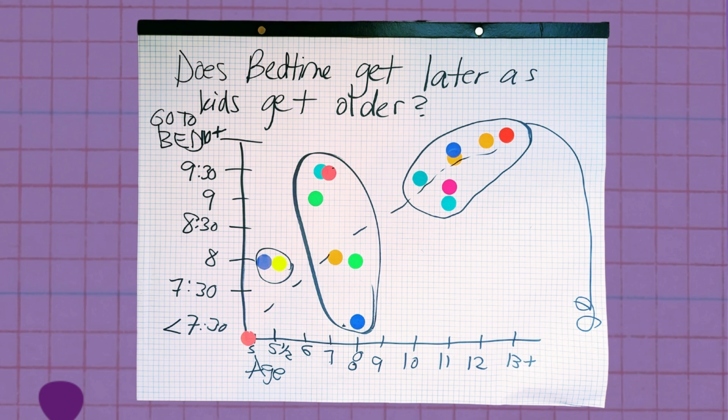The one in the middle shows that there was quite a lot of variation in bedtimes for the 8-year-old group, from earlier than 7:30 on the low end to 9:30 on the high end. We see another cluster at the top right of the 11 plus group going to bed later. And then that line I drew downward from there was me joking about my own wishes for an early bedtime.